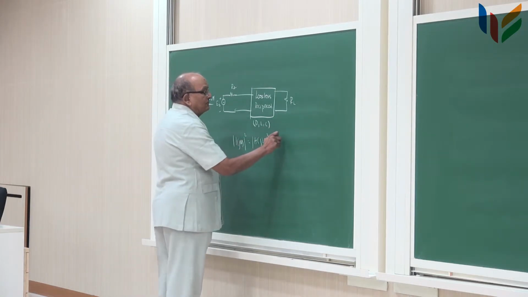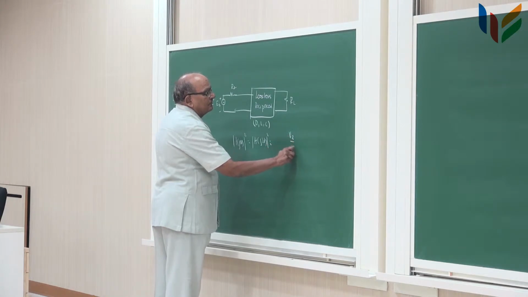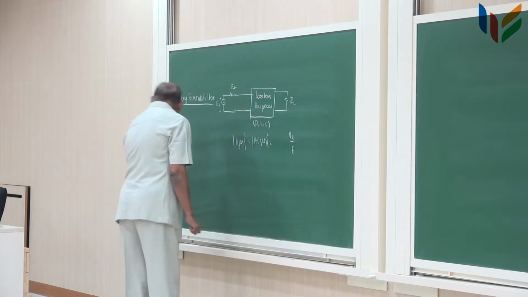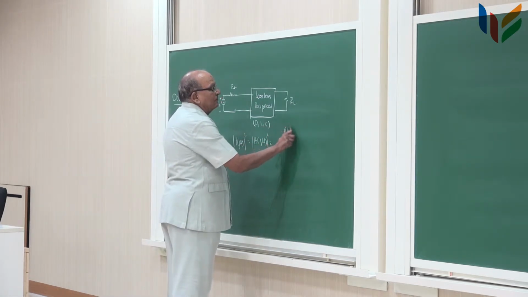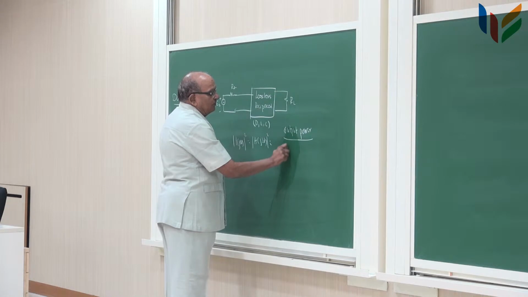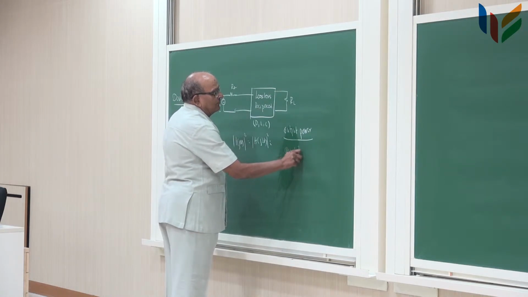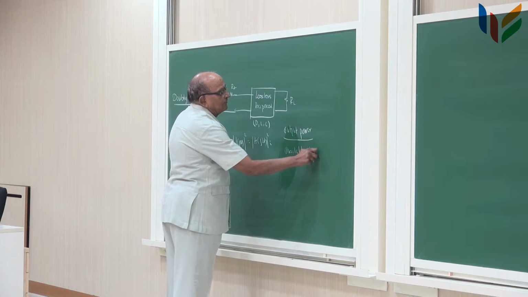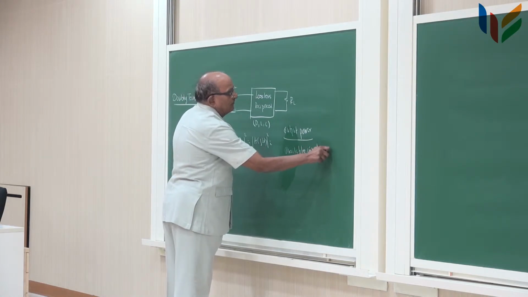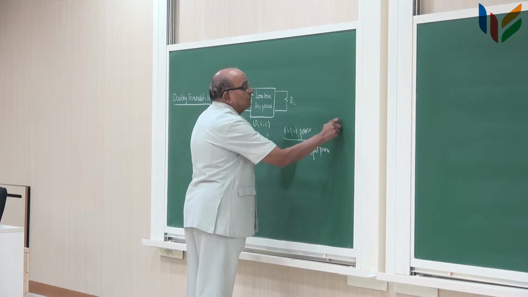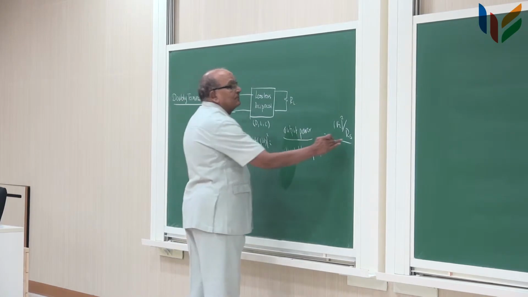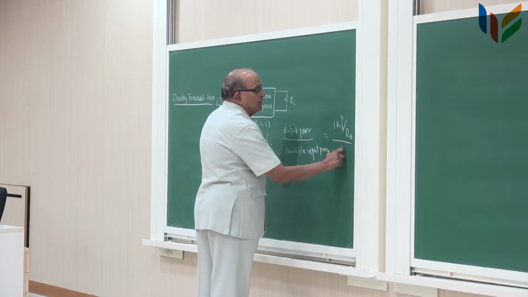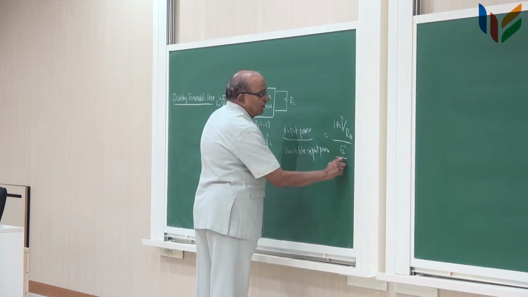which is equal to a ratio of output power to available input power, which is equal to V2 square by R2 divided by ES square by 4R1, right?